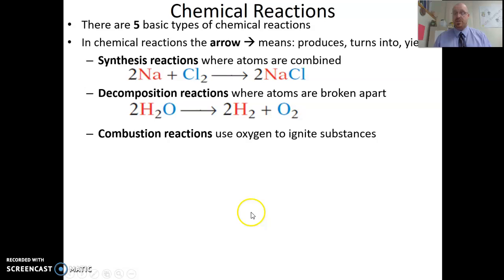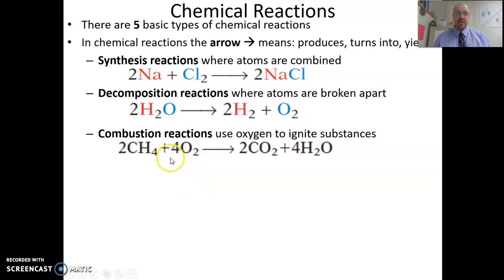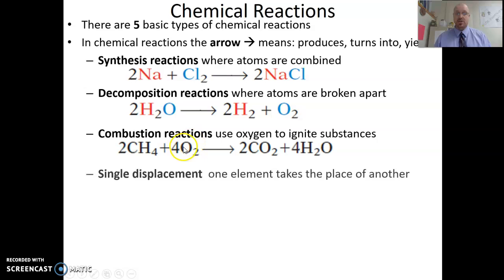The next type of chemical reaction is a combustion reaction. This uses oxygen to ignite substances, which will always have oxygen by itself in the reactants. As you can see here, we have methane and we have oxygen. They combine and make carbon dioxide and water. So the oxygen has been combined with our other 2 compounds here. So this is a combustion reaction. It has oxygen by itself, right, being added to something else.